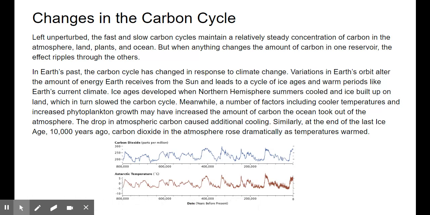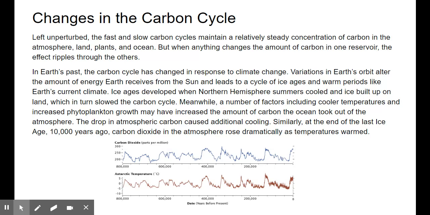Left unperturbed, the fast and slow carbon cycles maintain a relatively steady concentration of carbon in the atmosphere, land, plants, and oceans. But when anything changes the amount of carbon in one reservoir, the effect ripples through the others. In Earth's past, the carbon cycle has changed in response to climate change. Variation in Earth's orbit alter the amount of energy Earth receives from the sun and leads to a cycle of ice ages and warm periods like Earth's current climate.